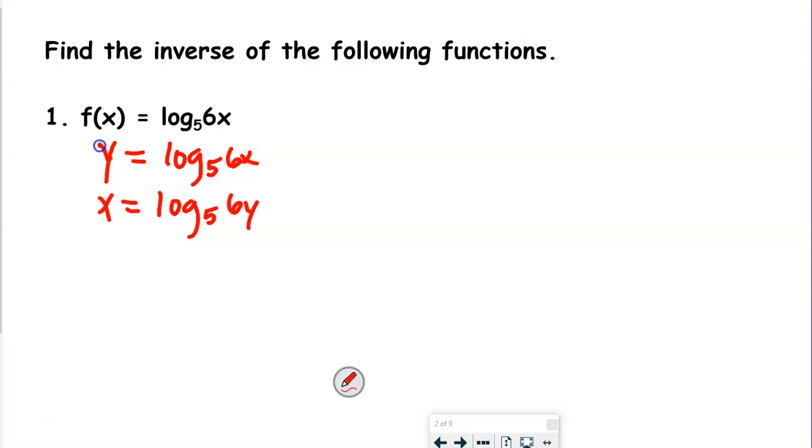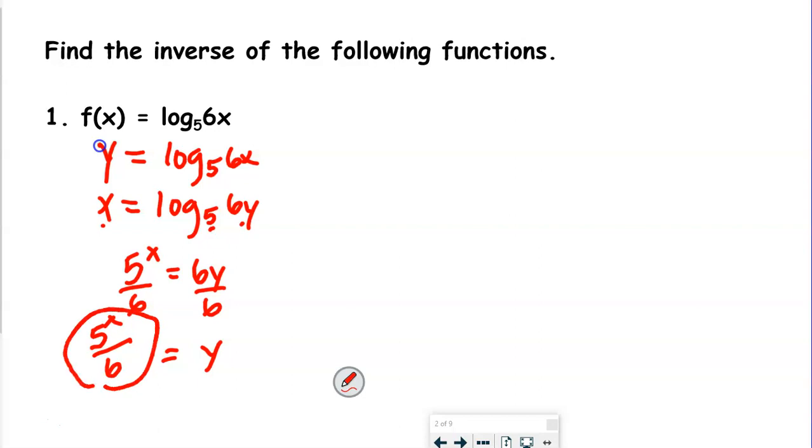Now we're going to put it in exponential form. So we're going to take our base here, 5, and it's going to become our base. We're going to take what was on the other side of the equal sign. That's going to be our exponent. And then we're going to put this on the other side of the equal sign. So now to simplify this, we're going to divide both sides by 6. So our answer is y is equal to 5 to the x power over 6. Right there.